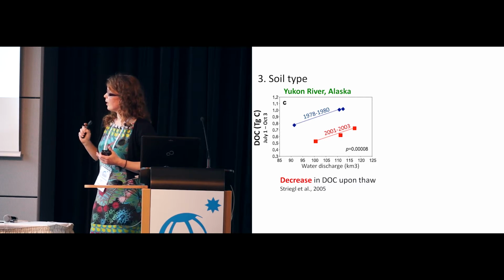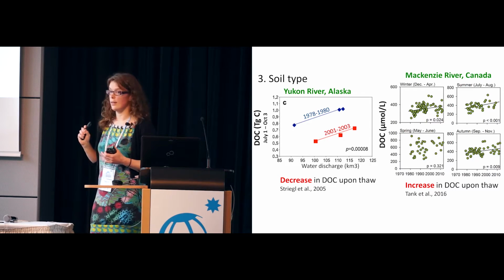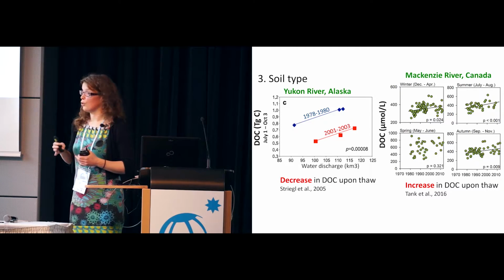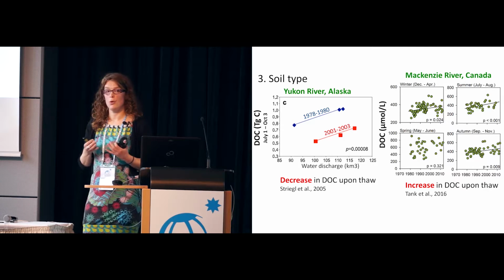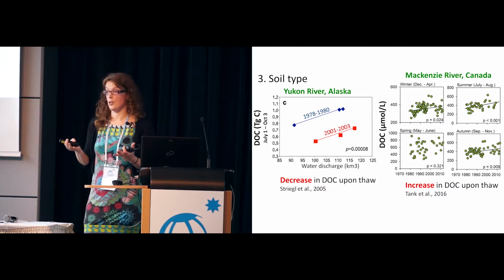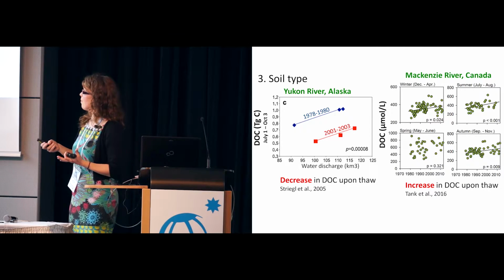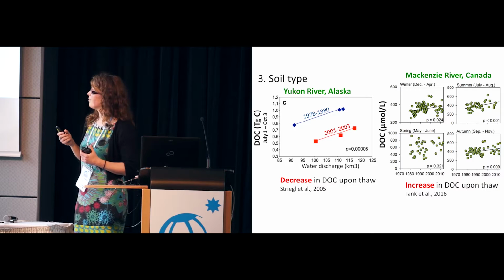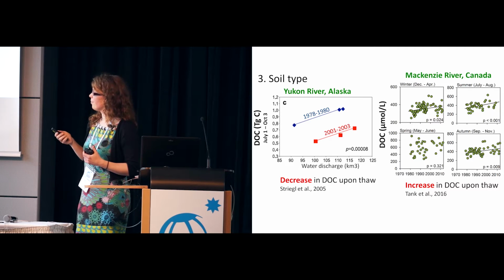A similar study, but then in a neighboring river, the Mackenzie, to the east, showed an opposite pattern. So at the same time, also here, the watershed experienced some permafrost thaw, but they observed the concentrations of DOC to be slowly increasing throughout the year.